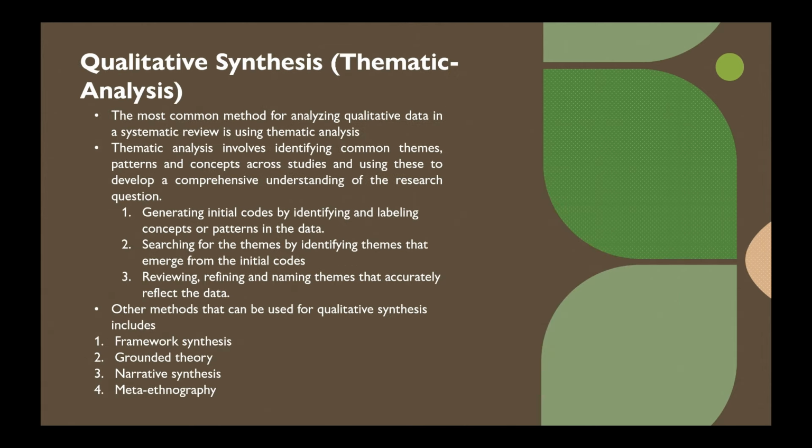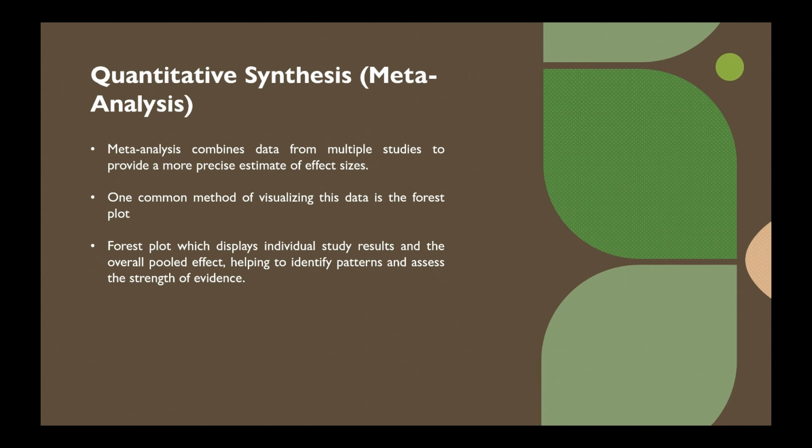So, the goal of a quantitative systematic review is to combine and evaluate data from multiple studies to draw conclusions about the outcomes and effects. For the meta-analysis of the quantitative papers, you might need to represent your data in the form of a forest plot.